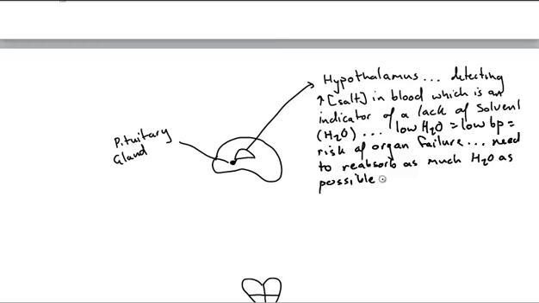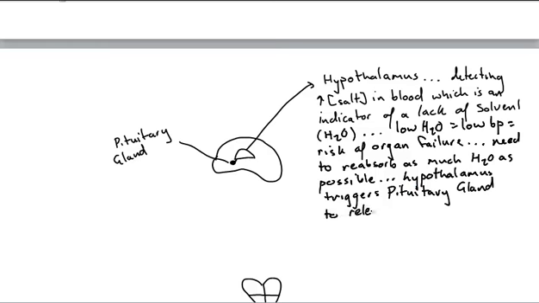So what it does is the hypothalamus triggers the pituitary gland to release what's called the antidiuretic hormone, ADH.